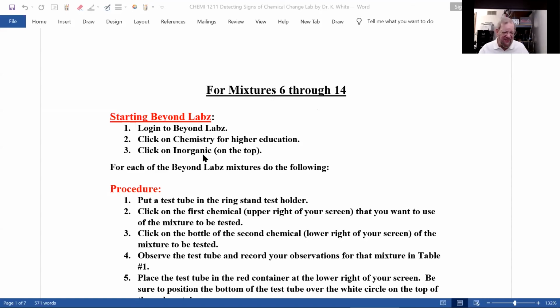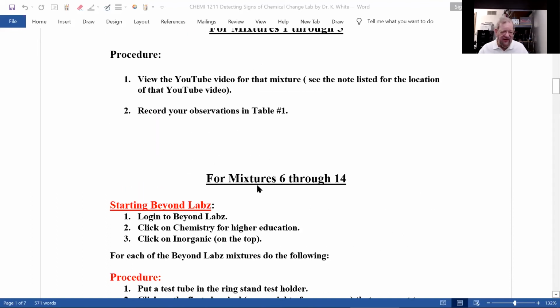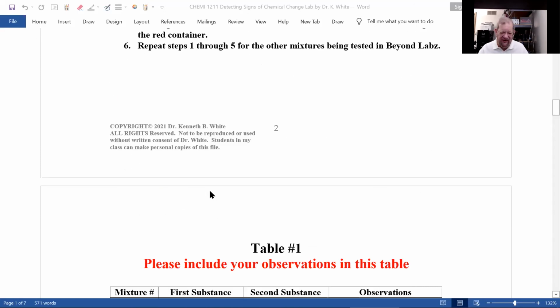Click on inorganic on the top. And then for that, you'll put a test tube in the ring stand holder. Click on the upper first chemical in this table, which is in the upper right of your screen. And I'll be showing you this in a little while. And then click on the bottle for the second chemical in the mixture, table 1, which is in the lower right of your screen, and observe what happens. And then place the test tube in the red container by putting it over the white circle. And then you repeat steps 1 through 5 for the rest of the things being tested in Beyond Lab Z, which are mixtures 6 through 14.